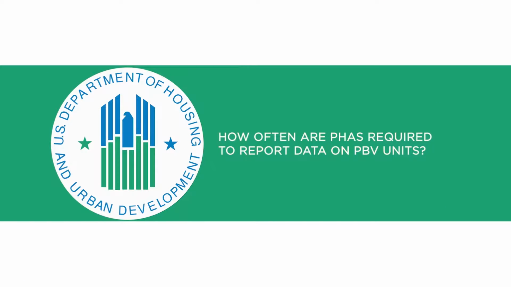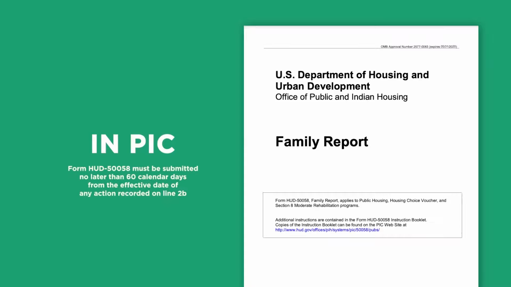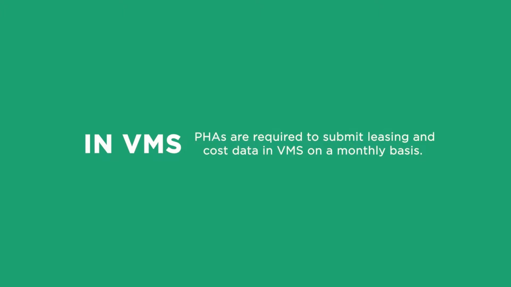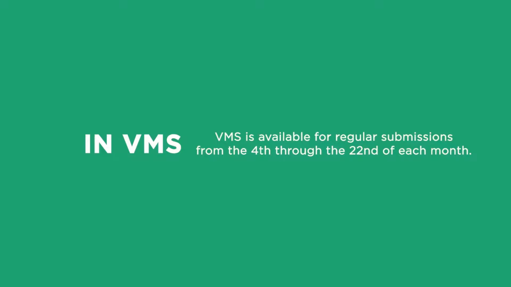How often are PHAs required to report data on PBV units? Now that we covered when you need to start reporting, we take a look at how often you need to report on your PBV units. In PIC, Form HUD 50058 must be submitted no later than 60 calendar days from the effective date of any action recorded on line 2B. In VMS, PHAs are required to submit leasing and cost data in VMS on a monthly basis. Each month's data is submitted during the subsequent month. VMS is available for regular submissions from the 4th through the 22nd of each month.